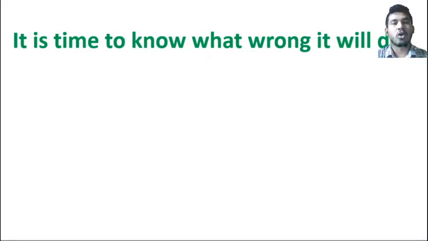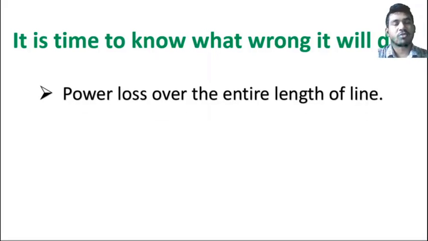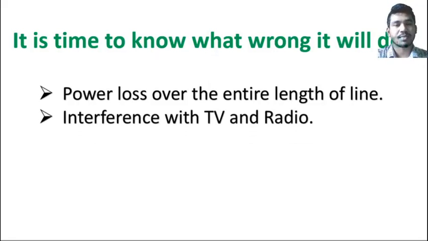It is time to know what wrong it will do. Power loss over the entire length of line. Interference with television or radio sets near to it. As we know, the corona produces a lot of humming noise that is of very high frequency, and when this happens, the high frequency will interact with the TV or radio set near to it. We can see in this slide. Then we can see the noise in our television or the radio set.